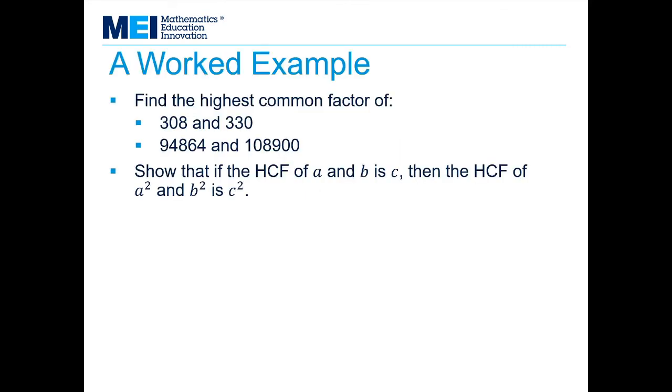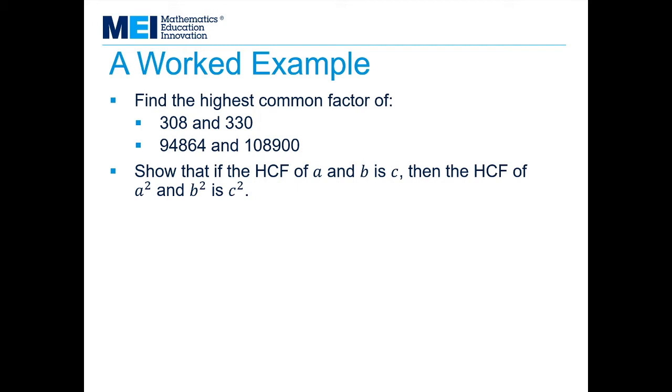So here's the question. The first part asks us to find the highest common factor of 308 and 330, and then invites us to find the highest common factor of 94,864 and 108,900. Then the second part of the question says, show that if the HCF of A and B is C, then the HCF of A squared and B squared is C squared.